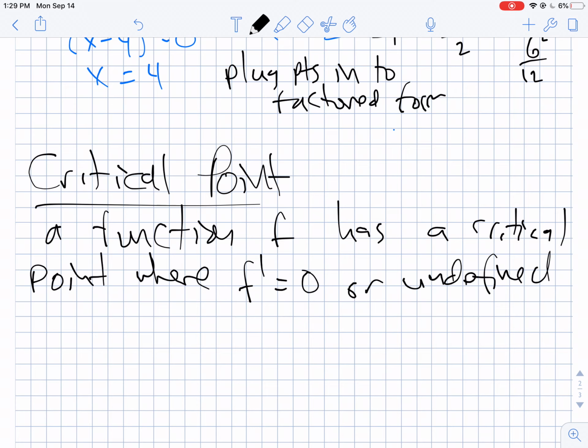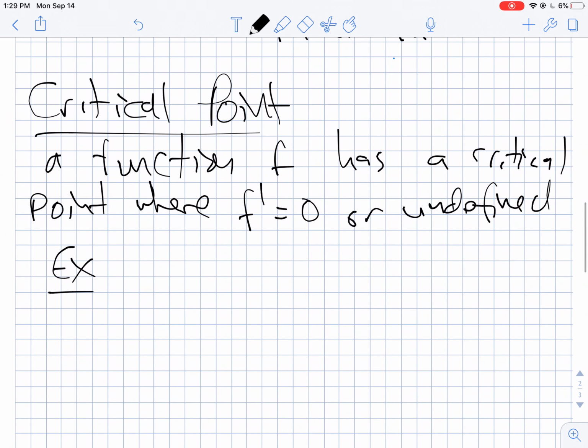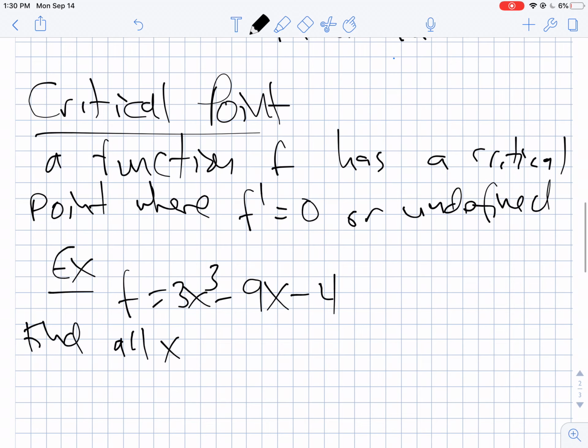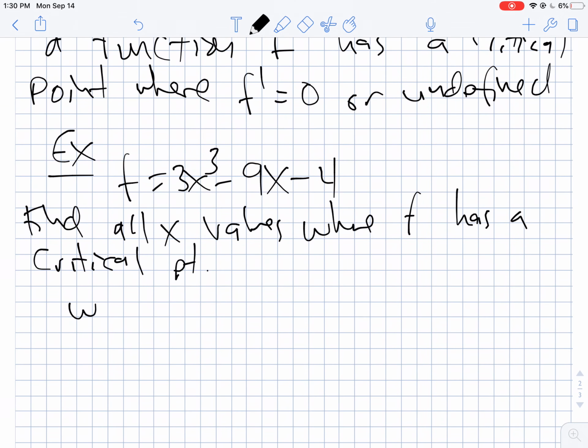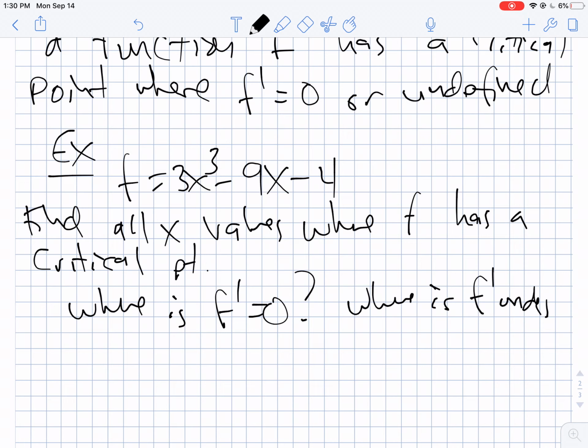Okay, so for example, let's say I tell you we have just a straightforward function. f is 3x cubed minus 9x minus 4. And I'm just going to say find all the x values where f has a critical point. Okay, so all we do here is we see where is f prime equal to 0, and where is f prime undefined. So obviously my first step in finding critical points is I need to go ahead and take a derivative. So I have 9x squared minus 9.